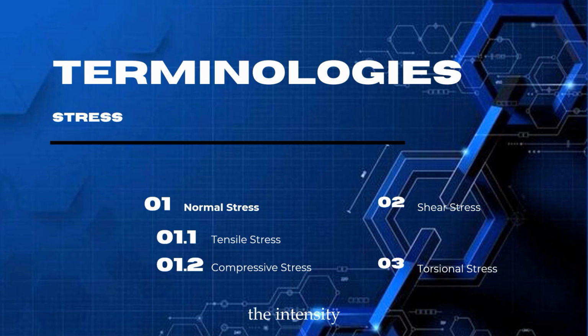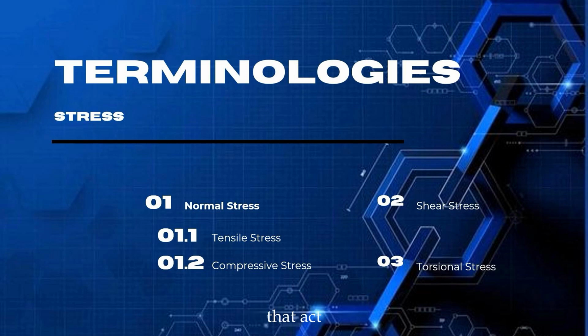Next is the stress. It is the intensity at a point in a body of the internal forces or components of force that act on a given plane through the point. Stress is expressed in force per unit area. Under the stress are normal stress, shear stress, and torsional stress.